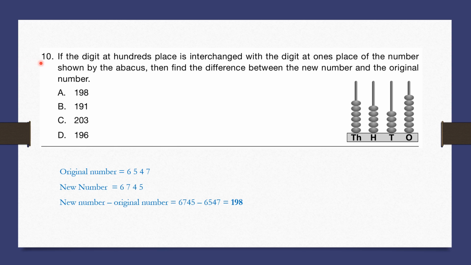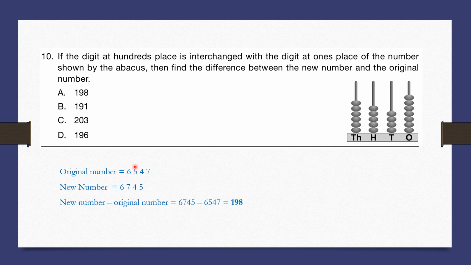Question number 10. If the digit at hundreds place is interchanged with the digit at ones place of the number shown by the abacus, then find the difference between the new number and the original number. So let's see first the original number. So the original number is 6547.